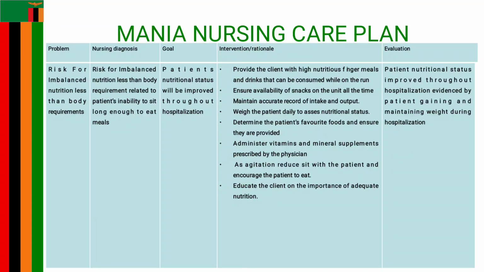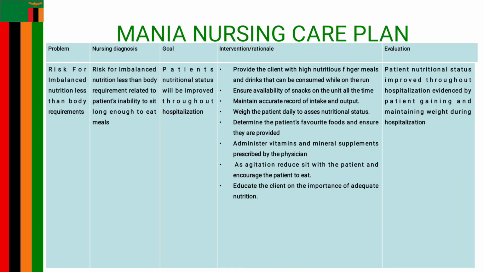The fourth problem that we can talk about is risk for imbalanced nutrition less than the body requirement. So on this particular problem, the nursing diagnosis, you can phrase it as risk for imbalanced nutrition less than the body requirement related to patient's inability to sit long enough to eat meals. Then the goal, of course, you can say patient's nutritional status will be improved throughout hospitalization.